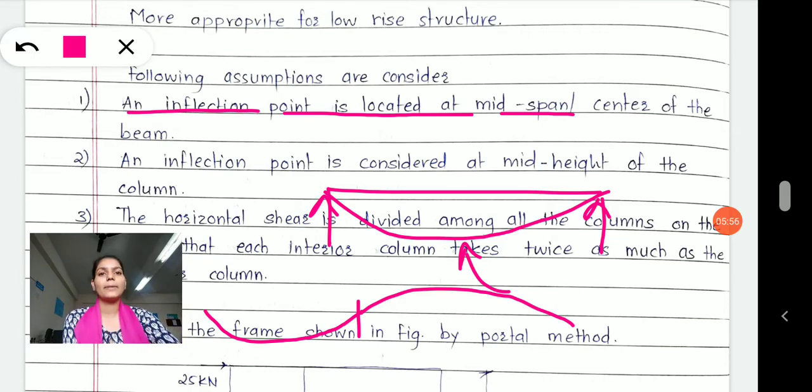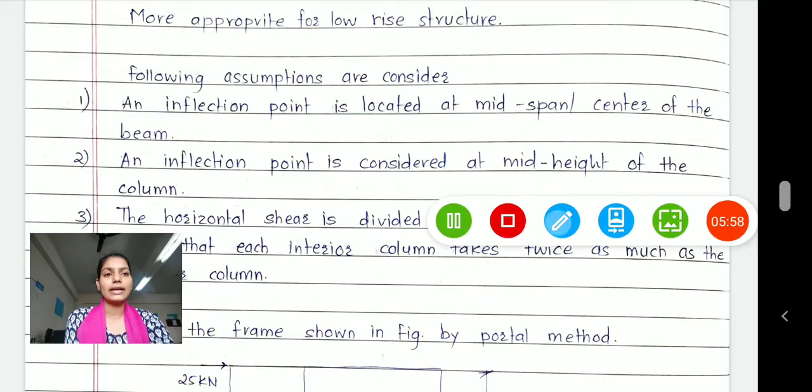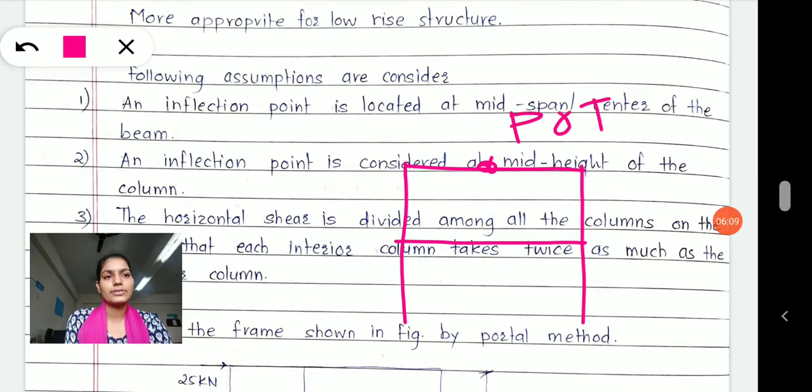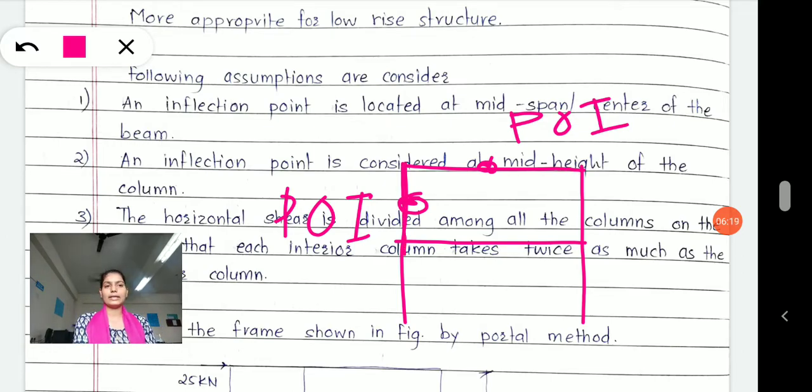And when we talk about frames, where do I take that? In the frame, I consider the point of inflection at the mid-span for beams, and for columns I consider it at the center, that will be the POI, point of inflection at the center of the column, right?